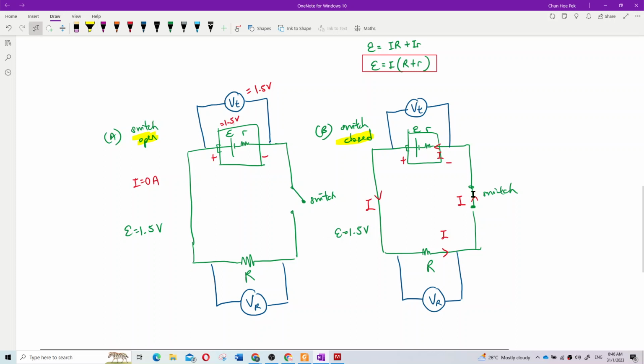However, if I close the switch, there is current flow. We know that the EMF here is 1.5 volt. But the terminal voltage I get here when the switch is closed, the terminal voltage straight away will drop to 1.4 volt. Why, class? Why?